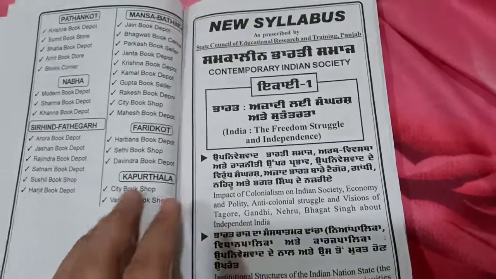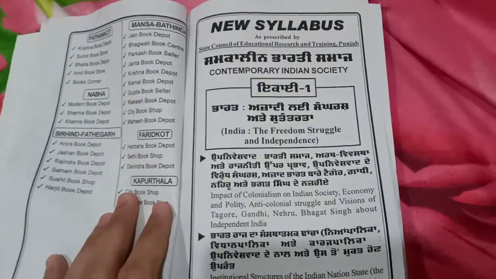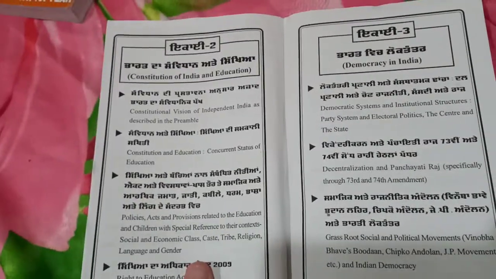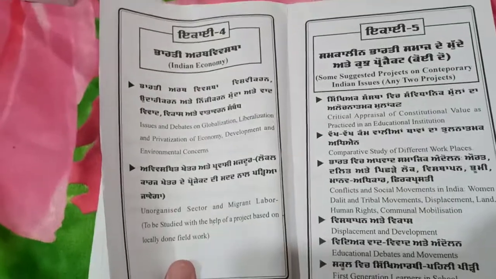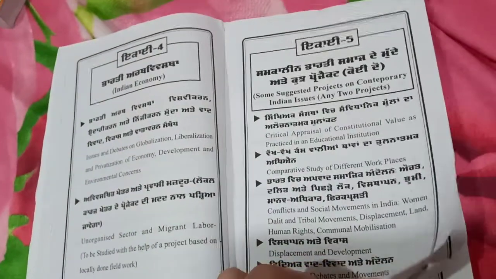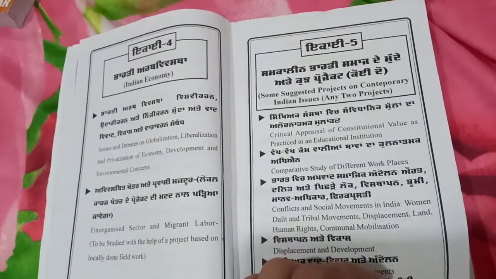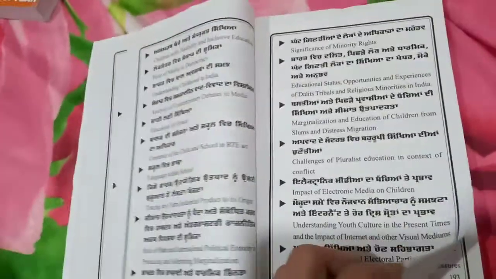First of all, the syllabus is mentioned unit wise. Unit 1, India, the freedom struggle and independence. Then unit 2, Constitution of India and education. Then unit 3, democracy in India. Then unit 4, Indian economy. Then unit 5, some suggested projects on contemporary Indian issues. So these are given.